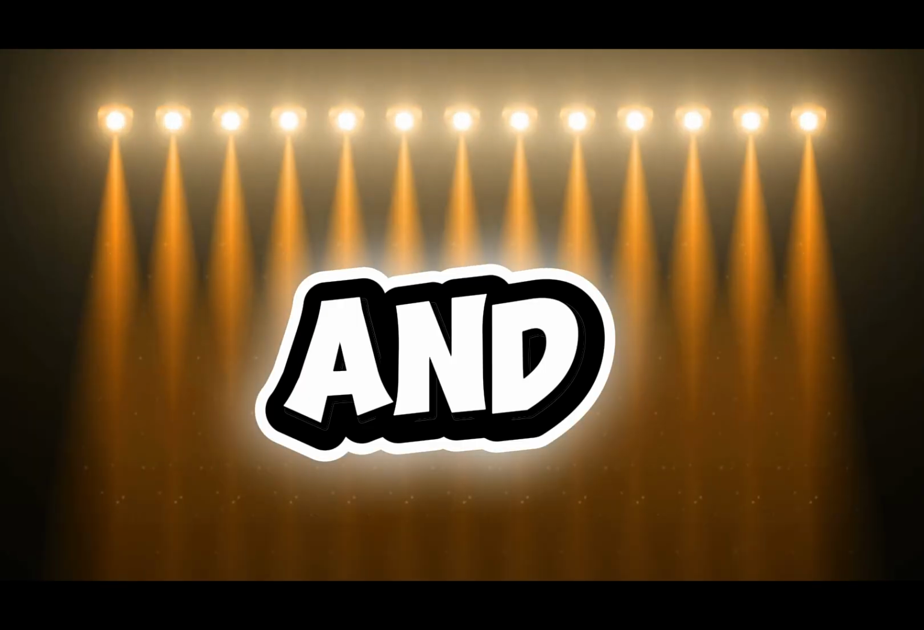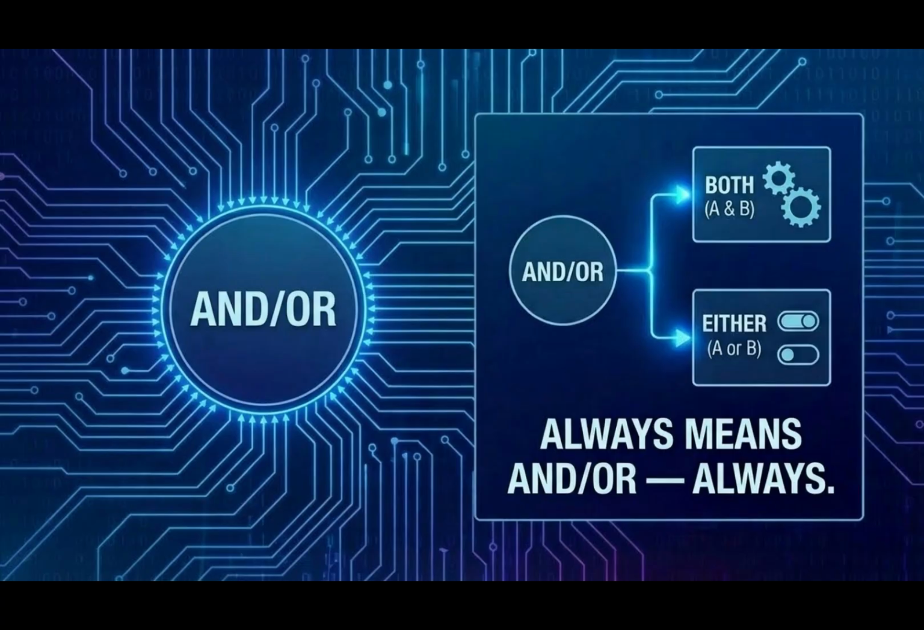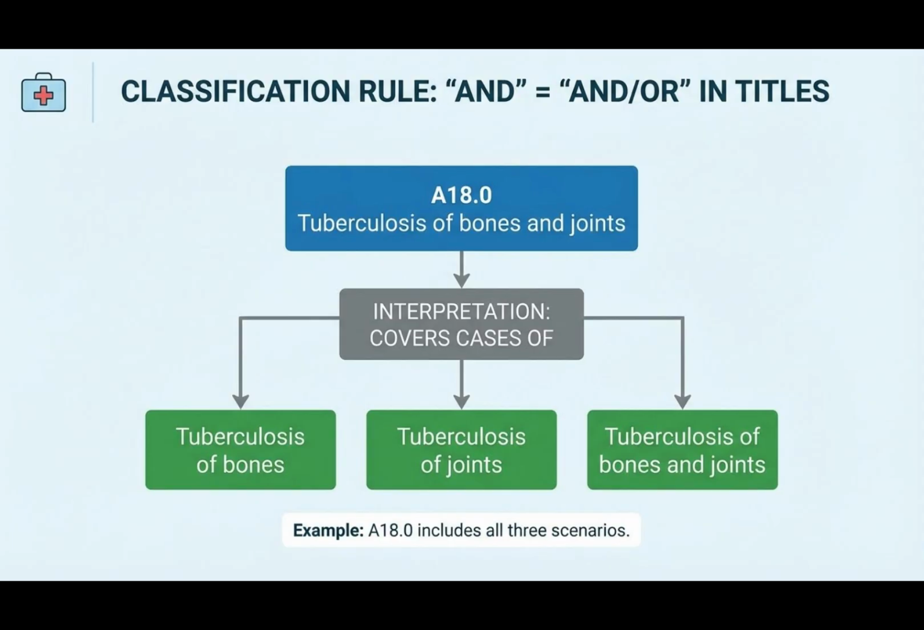The word "and" should be interpreted to mean either "and" or "or" when it appears in a title. For example, cases of tuberculosis of bones, tuberculosis of joints, and tuberculosis of bones and joints are classified to subcategory A18.0, tuberculosis of bones and joints.